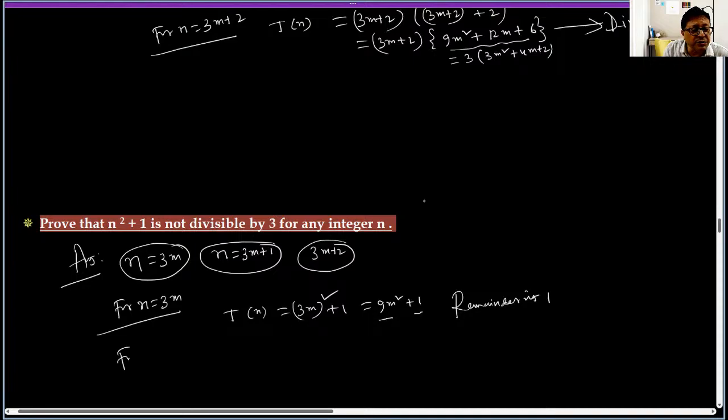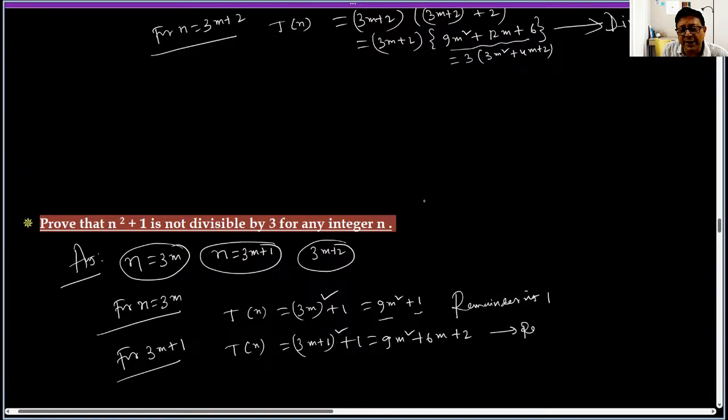For n equal to 3m plus 1, what happens? n square plus 1 is going to be 3m plus 1 whole square plus 1. This is nothing but 9m square plus 6m plus 2. Here the remainder is 2, not divisible, because this portion is divisible by 3. So 2 has to be the remainder.